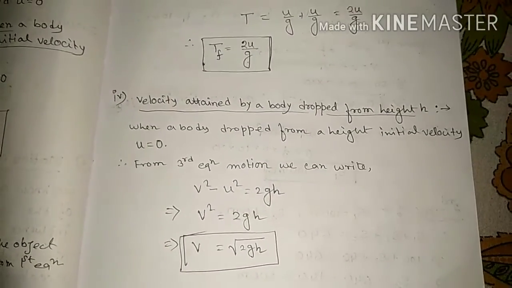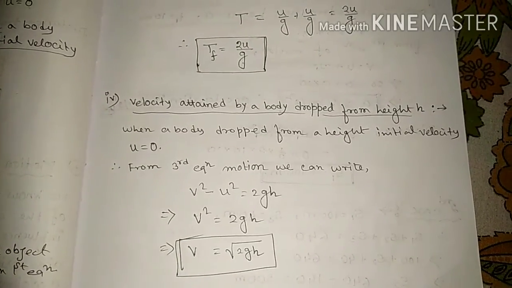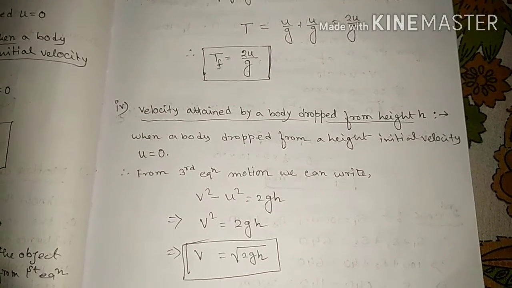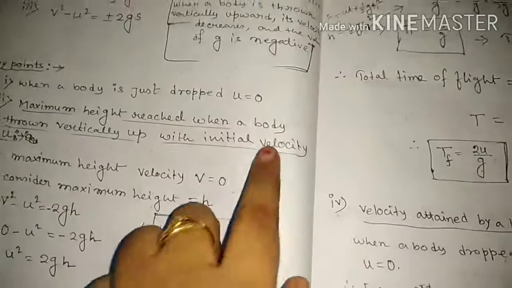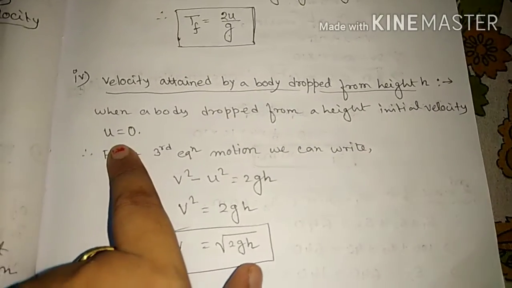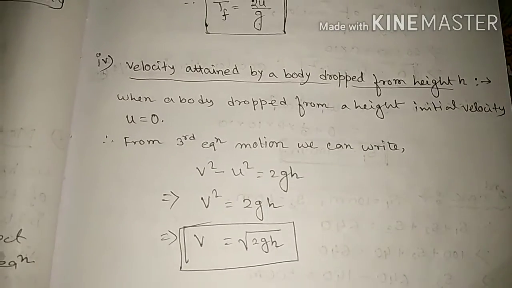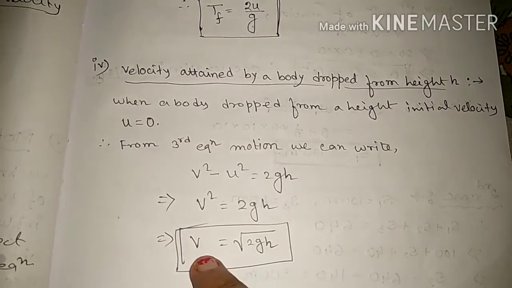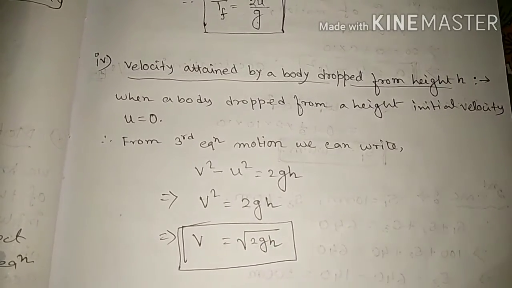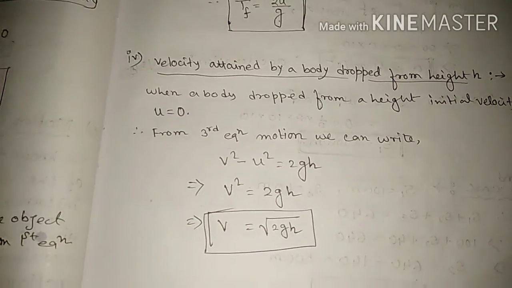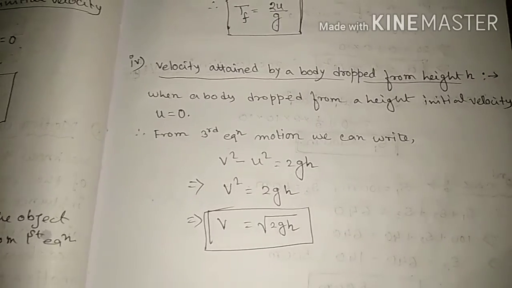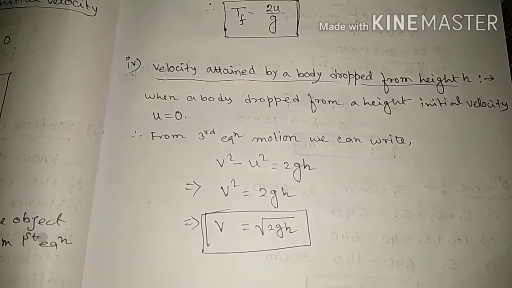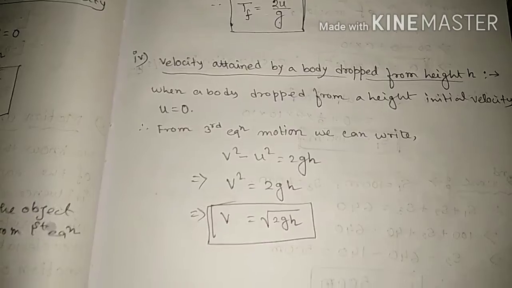Okay. Now the next key point is the velocity attained by a body dropped from a height h. At maximum height, the velocity is 0. But when it is dropped from that height, from the first key point, u is 0. So here also u is 0. Now using the third equation of motion with u equal to 0, v squared equals 2gh. So v equals root under 2gh. Clear? This is the velocity attained by a body dropped from a certain height.